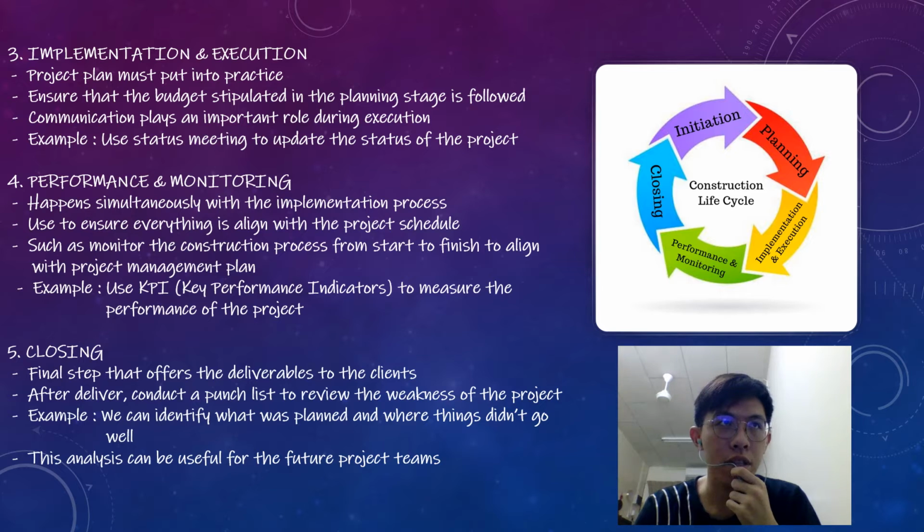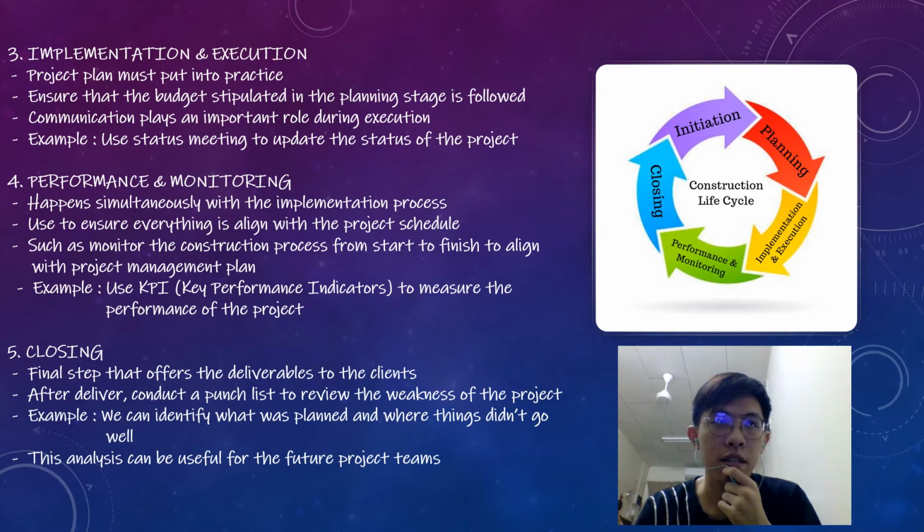And number 4 is performance and monitoring. It happens simultaneously with the implementation process. It is used to ensure everything is aligned with the project schedule, such as monitor the construction process from start to finish to align with the project management plan. For example, we can use KPI, which is the key performance indicator, to measure the performance of the project.